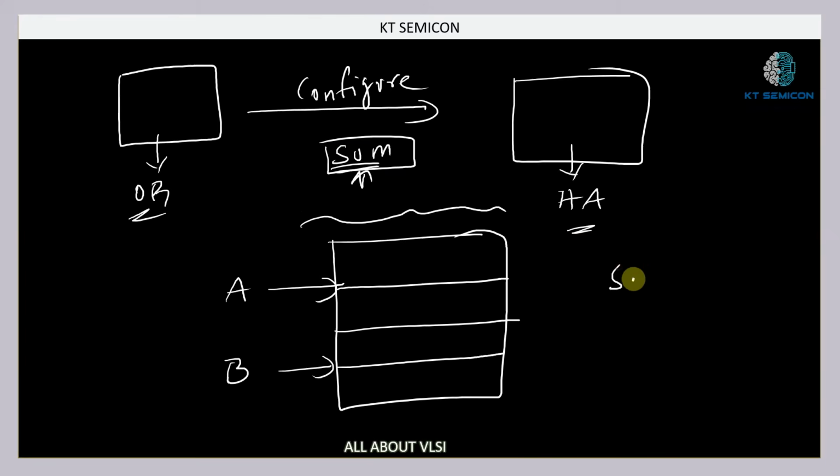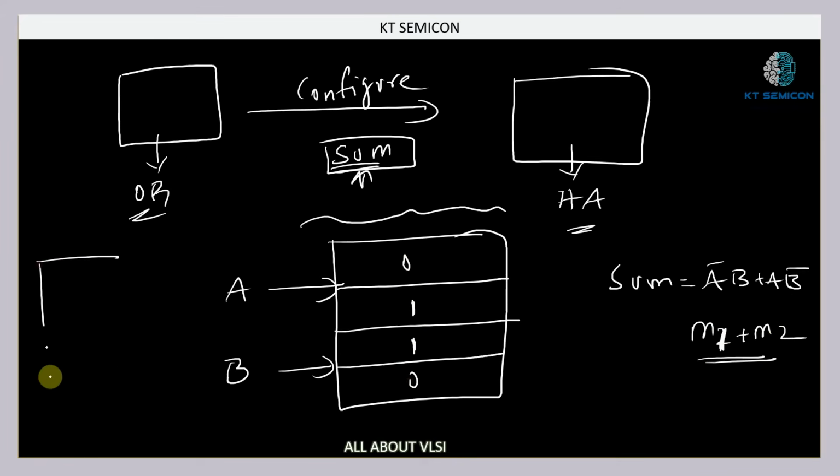Why? Because sum is nothing but A bar B plus A B bar, right? A bar B plus A B bar is nothing but minterms m1 plus m2, right? That means in the second location you can have 1, and here also 1, and the rest all is 0.